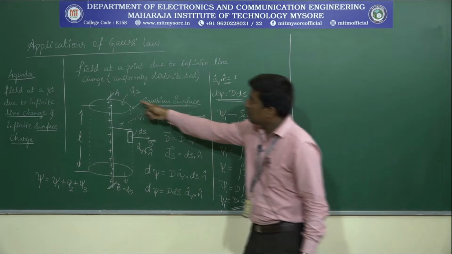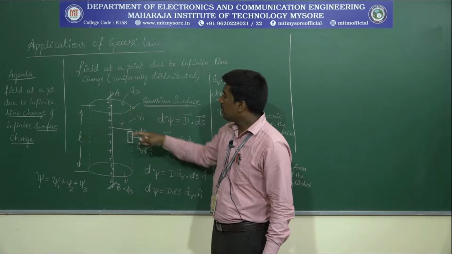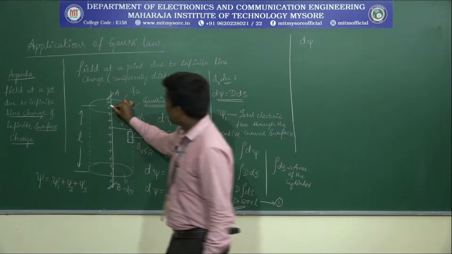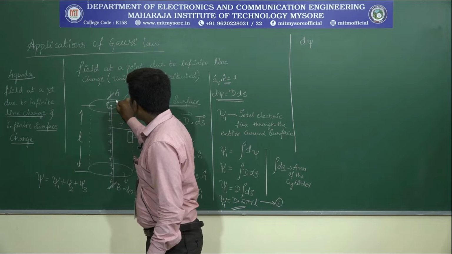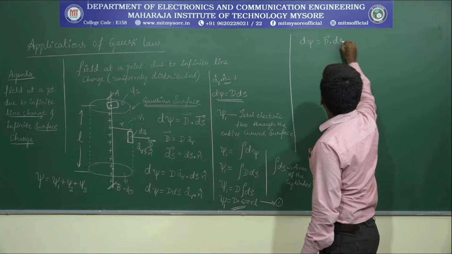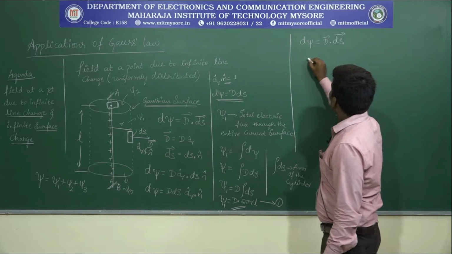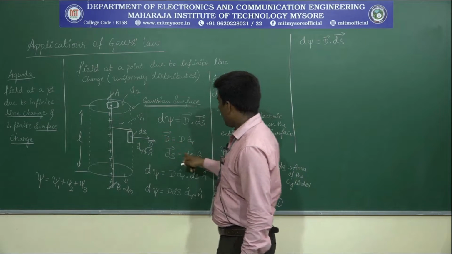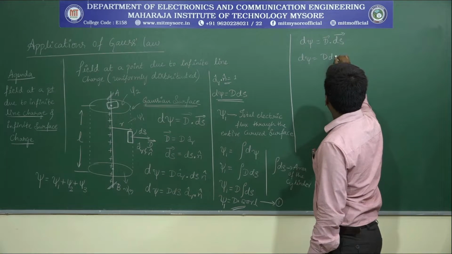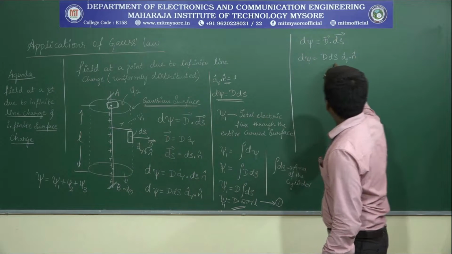In order to calculate psi 2, that is the electric flux due to the top flat surface of this imaginary cylinder, you need to consider the same equation, that is d psi. Consider an elementary surface ds here. So d psi is equal to D dot ds, the same equation we can consider. Assume the same equation holds good. Therefore, d psi can be written as D into ds into a cap r into n cap. The same equation we can write.